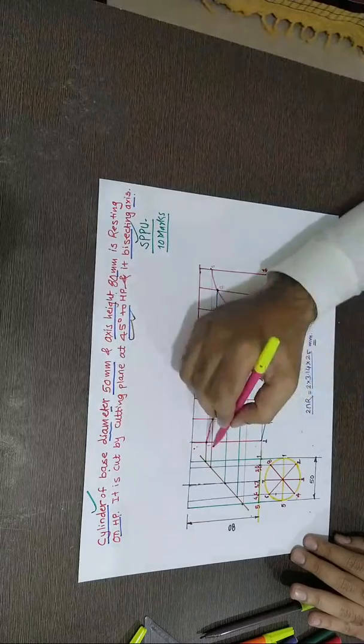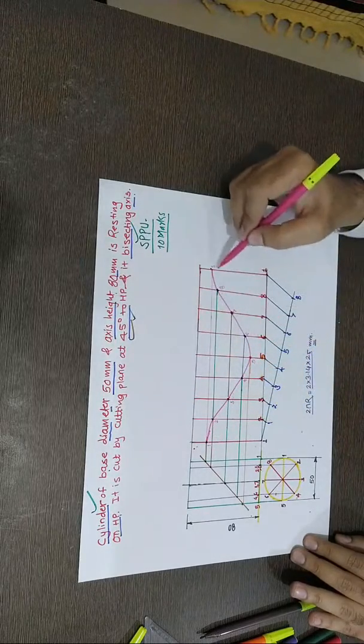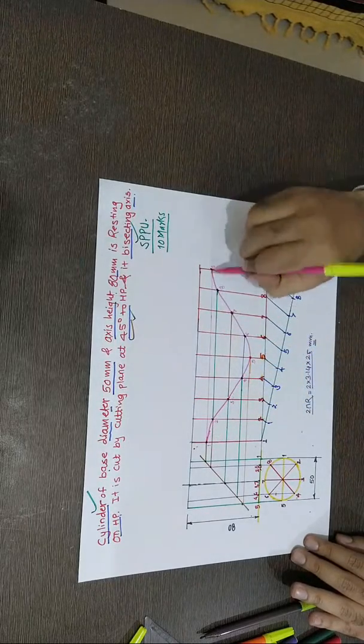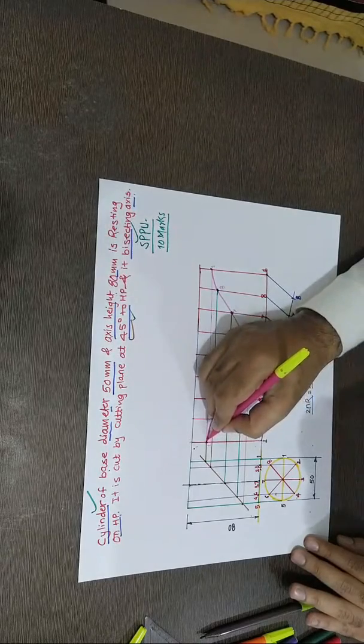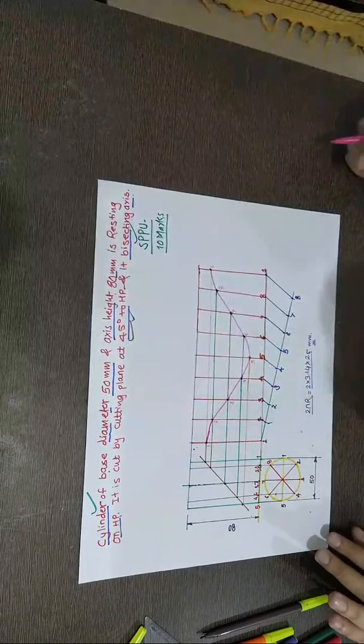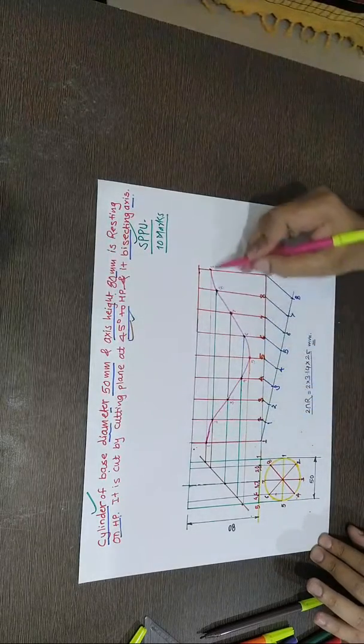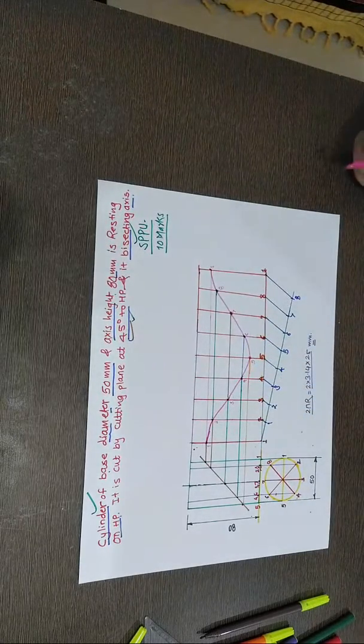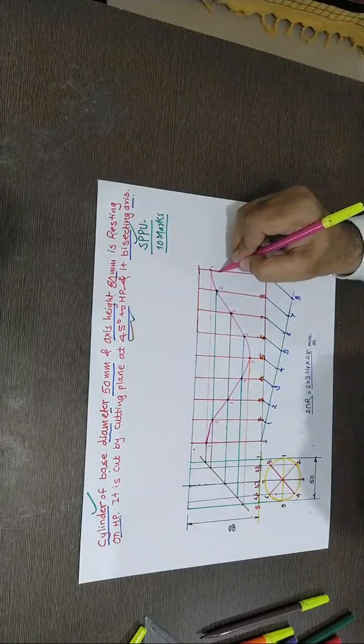Okay. So 1, 2, 3, 4 and so on correspond to the last point. This is the starting point. It's quite smooth. Fine. So now this is the curve, which is the development of the cylinder. If you want, you can make it in a similar way.